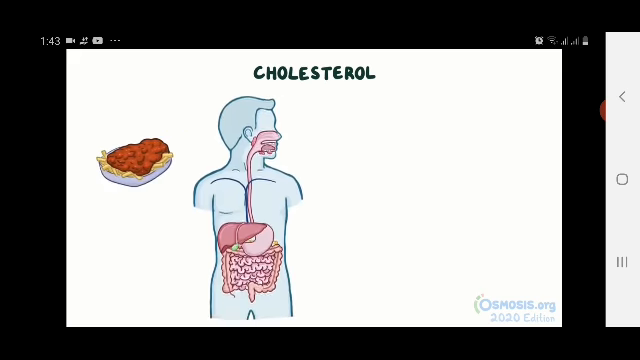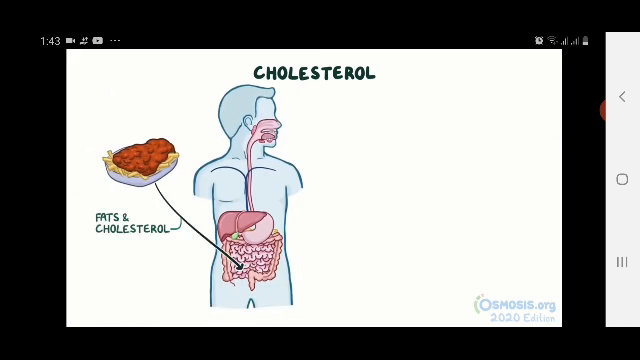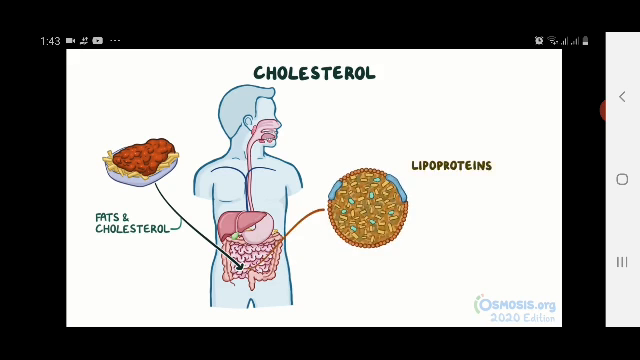So when we eat a box of chili fries, the fats and cholesterol are absorbed in the small intestine. However, they're not water soluble, so they cannot travel freely in the blood. To fix this, our body makes shipping boxes called lipoproteins. These containers consist of a shell made of phospholipids and protein tags that act as instructions for their destination.